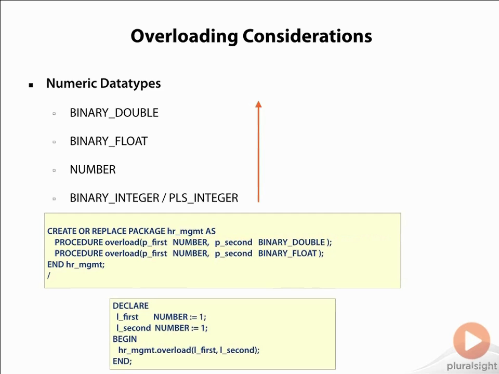Let us say our anonymous block declares 2 variables, L_first and L_second, both of type number. When the HR management.overload is called, which procedure will be invoked? Since L_first is of type number, Oracle will search for an implementation where the first parameter is a number and will match both the procedures. Since there happens to be no procedure with the second parameter as a number, it will convert it to the next highest type, which is binary float, and search for a match. This will match it with the second implementation, which will be called.